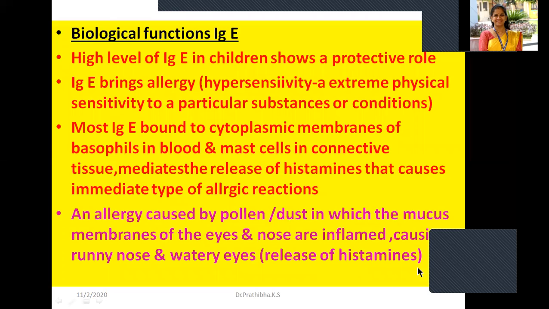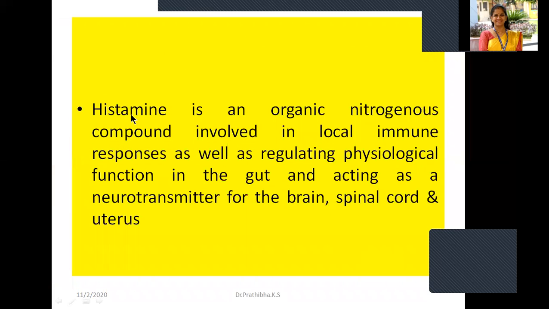So I mentioned here release of histamines, right? Then what is this histamine? Histamine is an organic nitrogenous compound involved in local immune responses as well as regulating physiological function in the gut and acting as a neurotransmitter for the brain, spinal cord, and uterus.